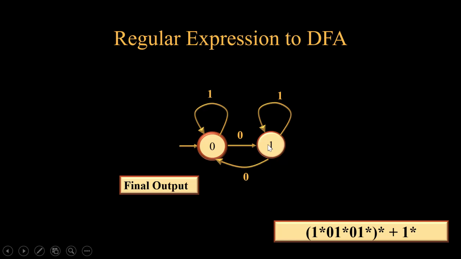Since we have an even number of zeros, there will be a loop of 1 star on both states, that is 0 and 1. So this is how we draw the DFA corresponding to the given input.